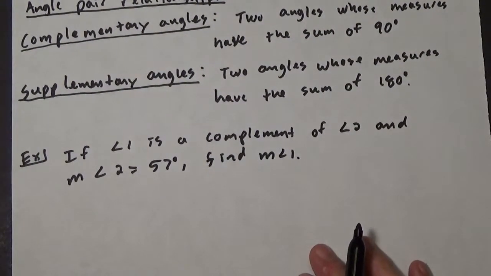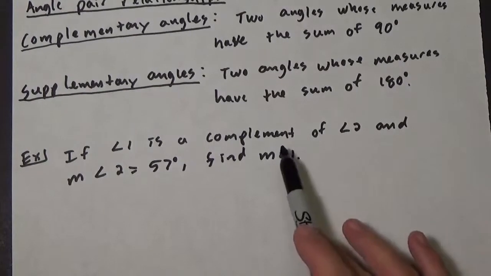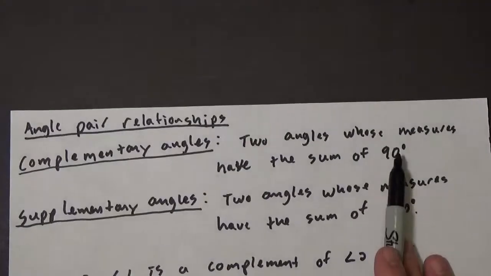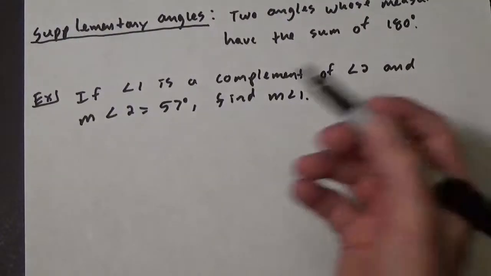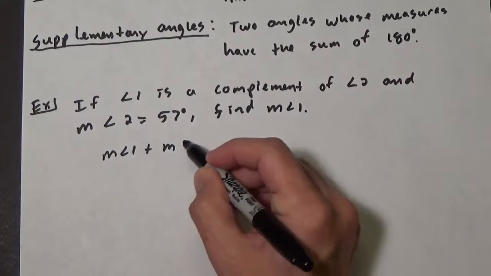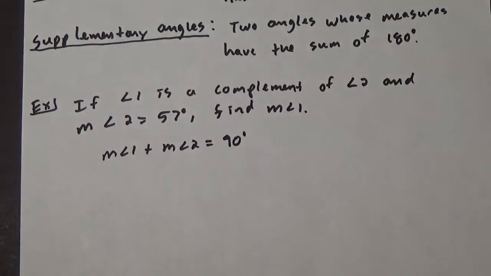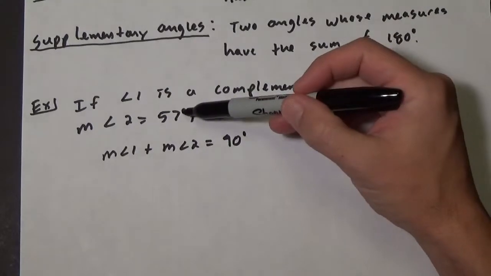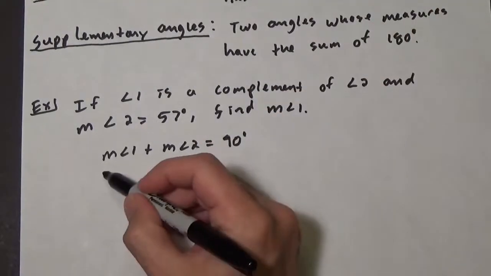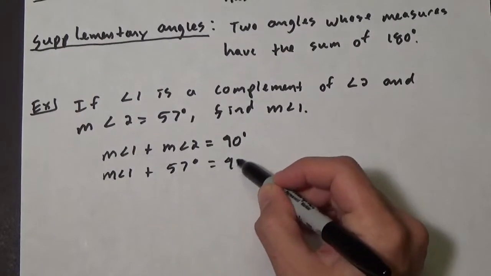All right, so in this particular case, the key to this problem is understanding what does complement mean. So complementary angles are two angles whose measures have the sum of 90 degrees. So we can say the measure of angle 1 plus the measure of angle 2 equals 90 degrees. Then we know that the measure of angle 2 is 57 degrees. So the measure of angle 1 plus 57 degrees equals 90 degrees.